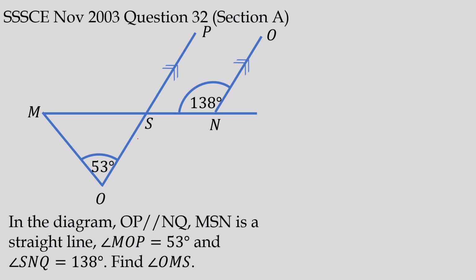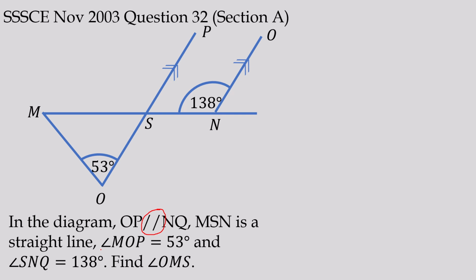Okay, so now let us take a look at this question over here. What this question says is that in the diagram, OP is parallel to NQ. Now this is the symbol for parallel lines. So OP is parallel to NQ.